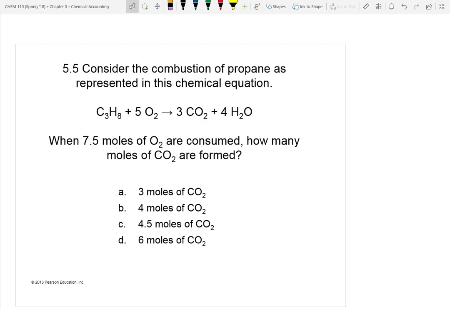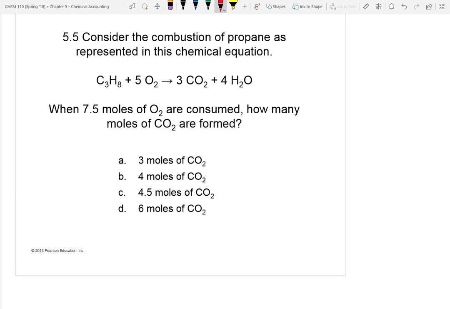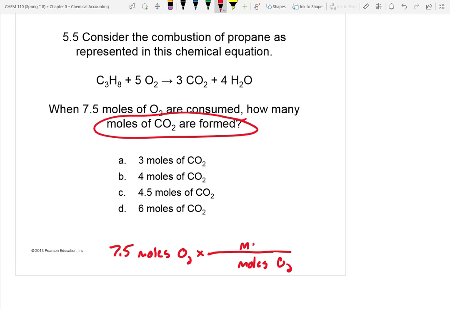Consider the combustion of propane as represented in this chemical equation. When 7.5 moles of O2 are consumed, how many moles of CO2 are formed? Okay, so let's try this. It says we have 7.5 moles of O2 that were consumed. So I always start out with what I know. Want to get rid of moles of O2. And it's asking for moles of CO2, so I'm going to put that on top.